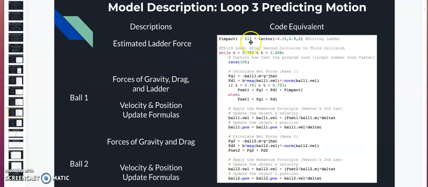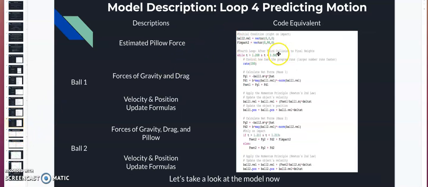So now the first ball actually hits the ladder, and then we estimate the magnitude and the direction for the force to match the motion, which is another assumption we had to make, and then we do the same thing. And the reason we have this if-else statement here is because it only applies that force for 0.001 second, which imitates it being applied over that time interval, which we use for Newton's second law, and then we use the same loop as before. And finally, we have the pillow force acting on only the second ball, which uses an estimation as well, shown here for the impact force, and the direction we assume to be straight up. And then we have the velocity and position update formulas, again for both balls. So let's look at the model now.